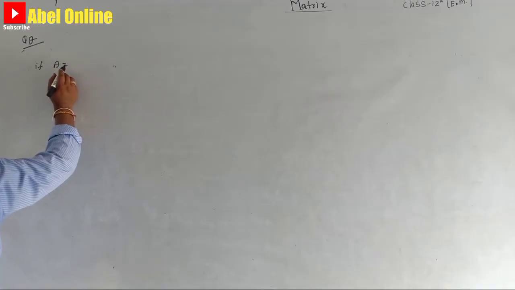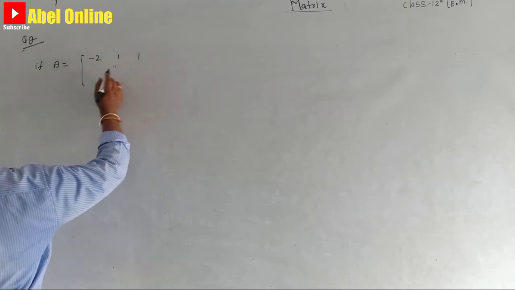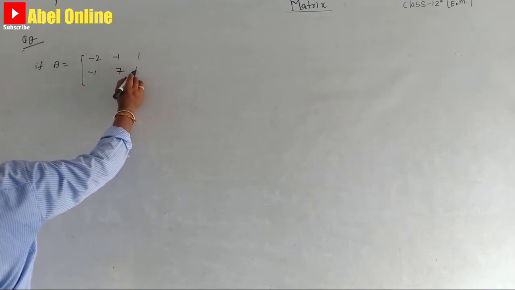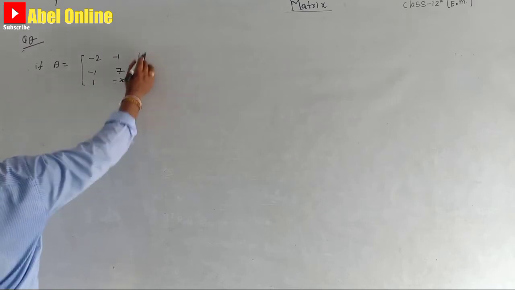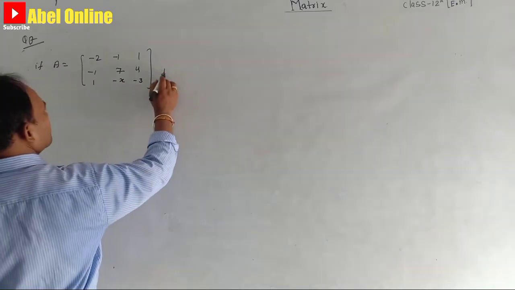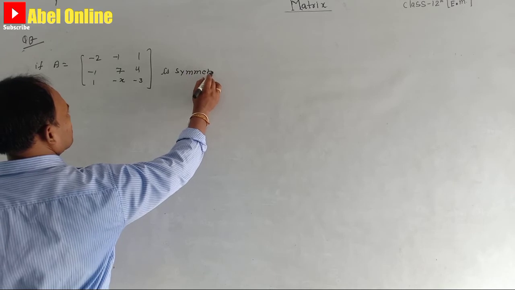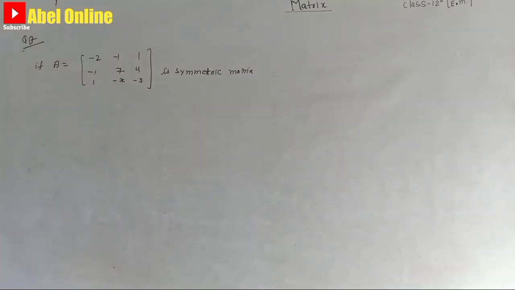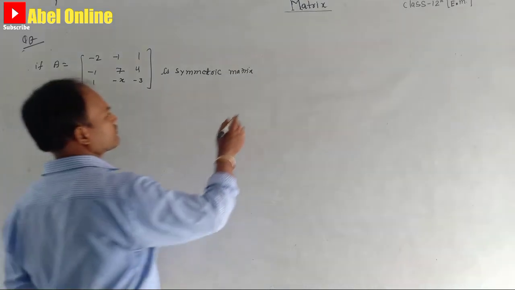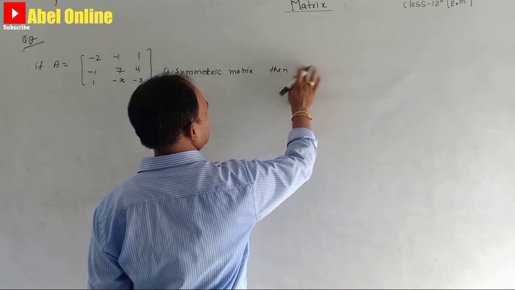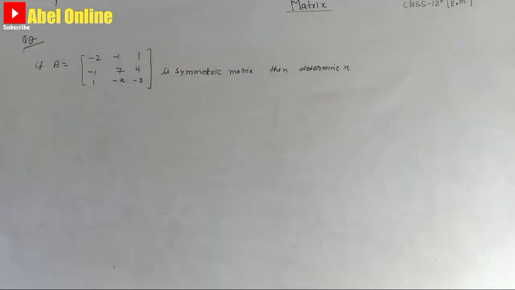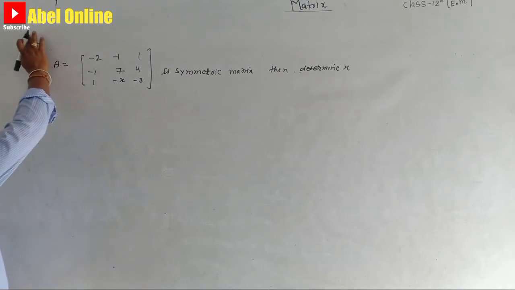If A is the matrix with rows -2 -1 1, -1 7 4, and 1 -x -3, and it is a symmetric matrix, then determine x. So this is question number 8.